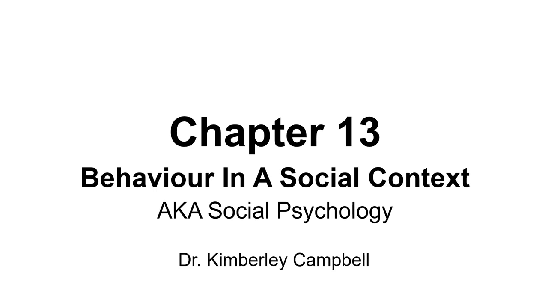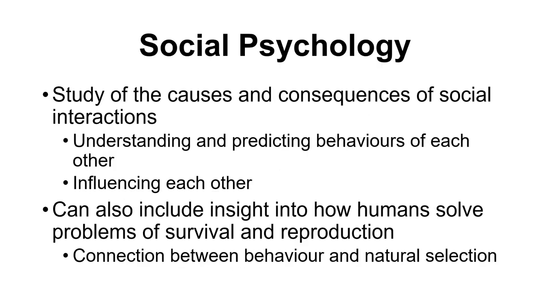So in this chapter, we're going to look at how we perceive others, how we influence others, and how we behave towards others, starting off with here's our definition of the topic, social psychology, and then we're going to get into aggression and pro-social behavior as almost opposite ends of a spectrum. But first off, what is social psychology?